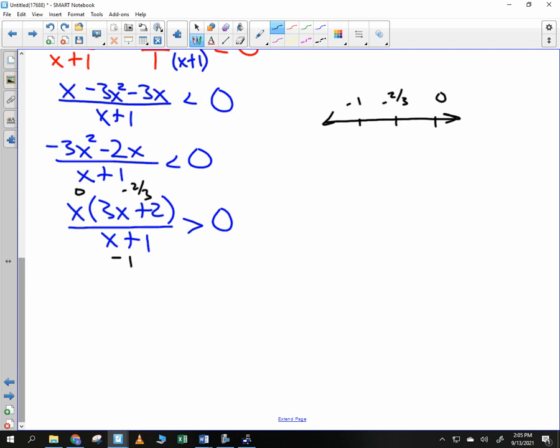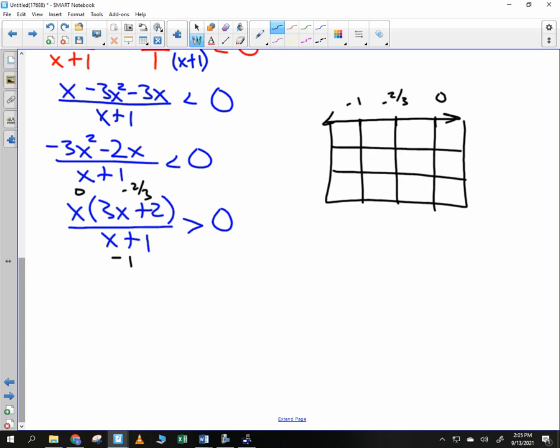So, how many columns? 4, very good. How many rows? It looks like my rows are x, 3x plus 2, and x plus 1. What is a number to the left of negative 1 you'd like to plug in? Negative 2. I plug in negative 2. This is negative. Negative 2 times 3 is negative 6 plus 2. That's negative. And negative 2 plus 1 is negative.